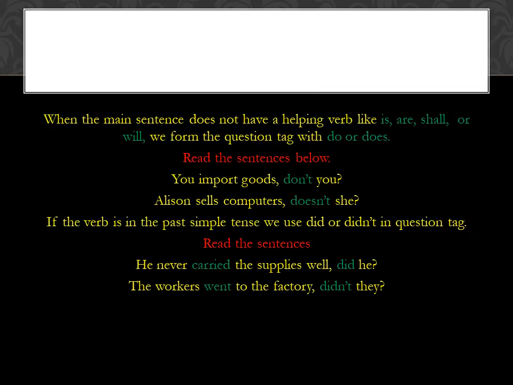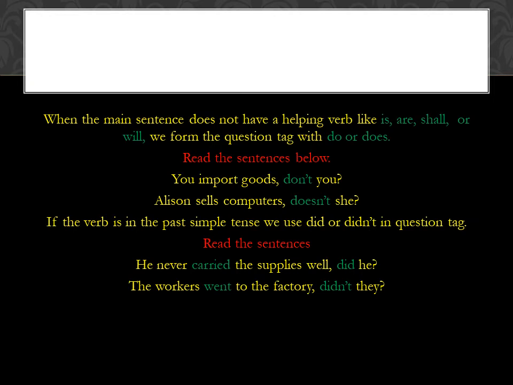When the main sentence does not have a helping verb like is, are, shall, or will, we form the question tag with do or does. Helping verbs are like is, are, shall, or will. When a main sentence doesn't have those helping verbs, we can still form a question tag. How do we form the question tag? We use do or does.